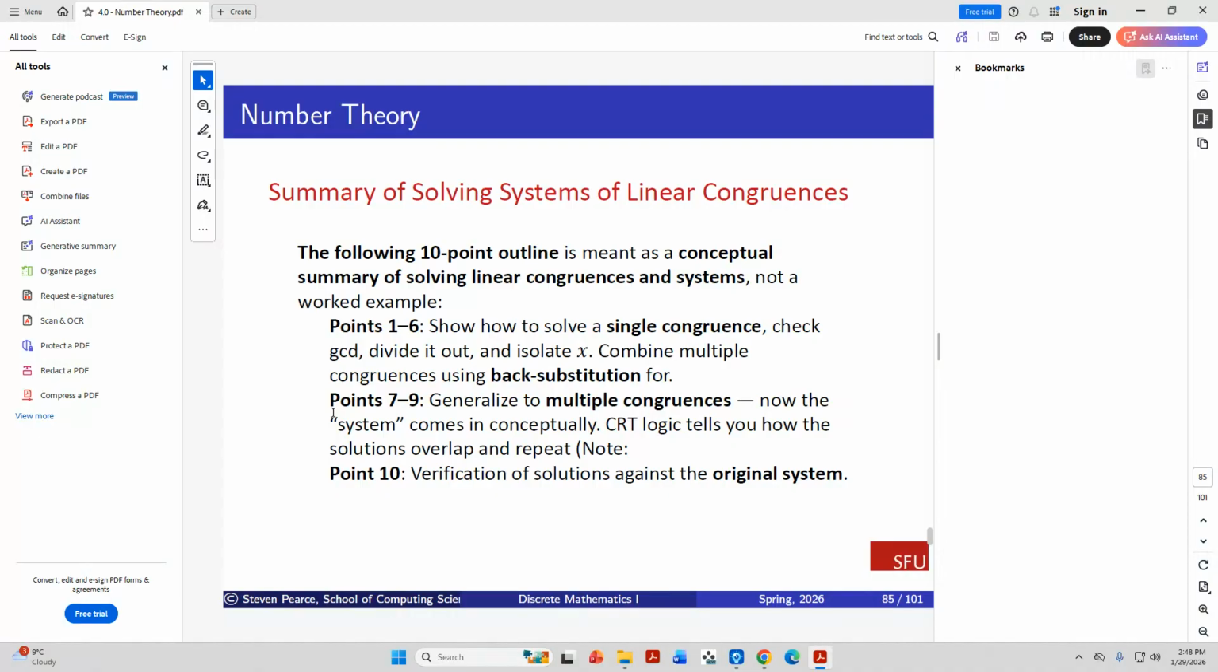Points 1 through 6 show how to solve a single congruence, generalized to multiple congruences, and then verification of the solutions against the original. So that's what back substitution does. So that's what we're doing here. Never mind point 6, that's something from Rosen that I didn't include.